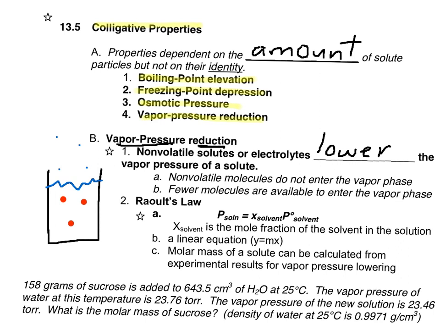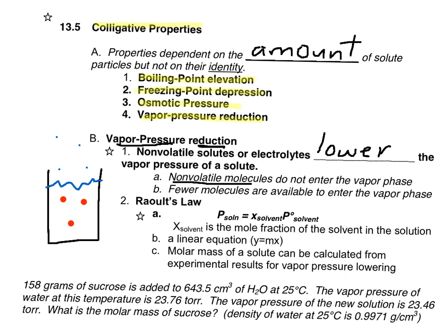Now this really will only happen, like it says in the notes, with a non-volatile solute, so things like sugars or salt. If you put a volatile solute in there, like an alcohol, then it will actually raise the vapor pressure because it's letting off more vapor than you would expect.